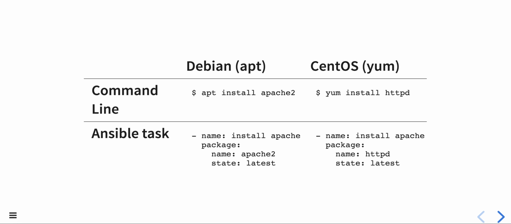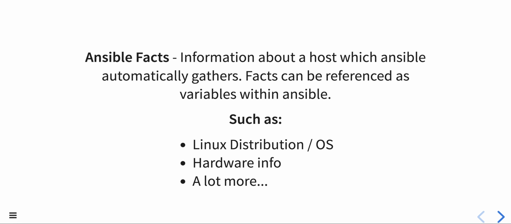So what I need my playbook to do is detect which Linux distribution I'm on and install either the Apache 2 module or the HTTPD module accordingly. Now this is where Ansible facts become very useful. Ansible facts are simply information about hosts which Ansible gathers at runtime. These facts can then be referenced as variables within my playbook. Ansible facts contain information such as data about the Linux distribution or OS, information about hardware, and really a lot of other potentially useful things.